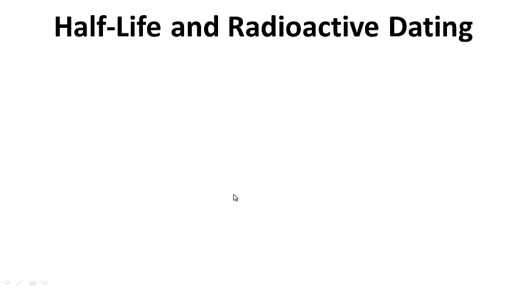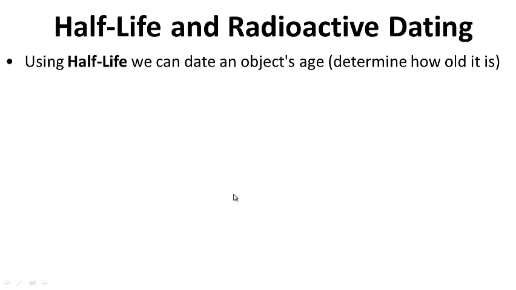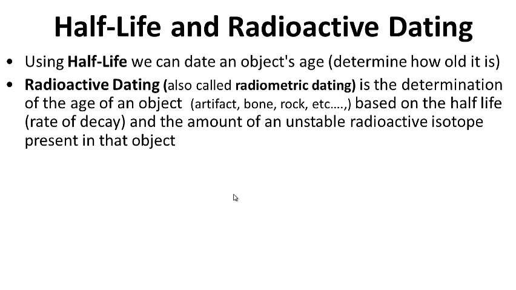All right, so half-life and radioactive dating. Using half-life, we can date an object's age, how old it is. Radioactive dating, also called radiometric dating, is the determination of the age of an object, usually an artifact, bone, rock, etc., based on the half-life, the rate of decay, and the amount of unstable radioactive isotope present in that object.